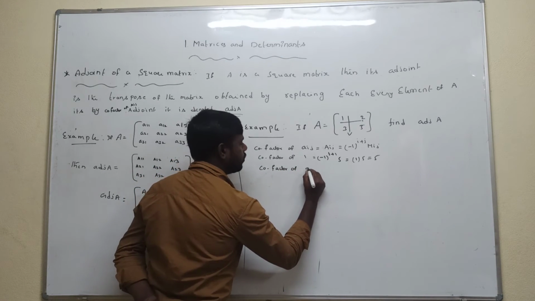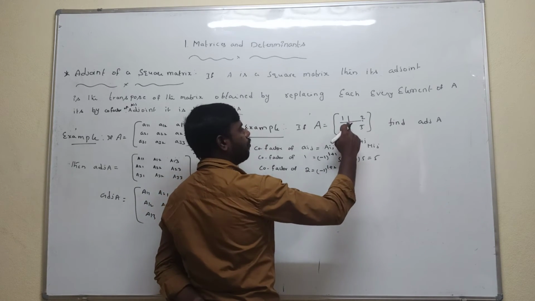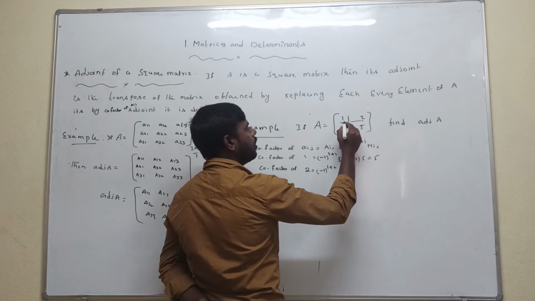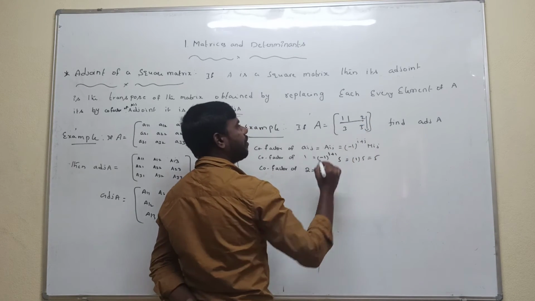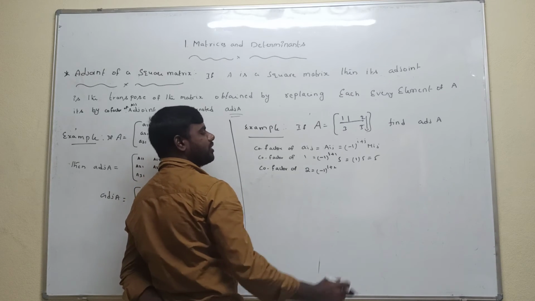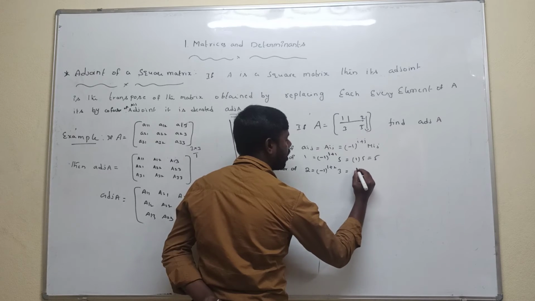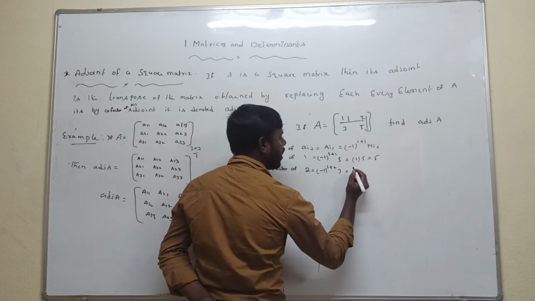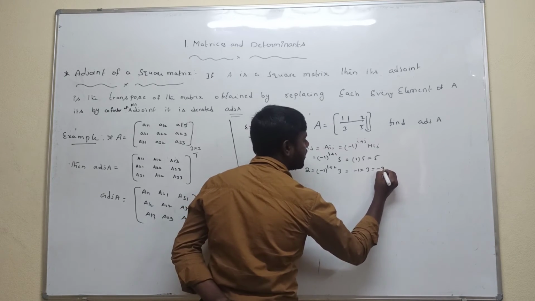Next we need to calculate the cofactor of 2. 2 is present in the first row, second column, so we delete the first row and second column. What is left is called the minor, and here it is 3. So (-1) to the power of 1 plus 2, which is 3, gives (-1) cubed, which is -1, into 3. So that value is -3.